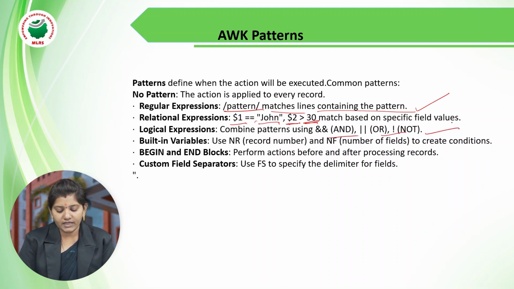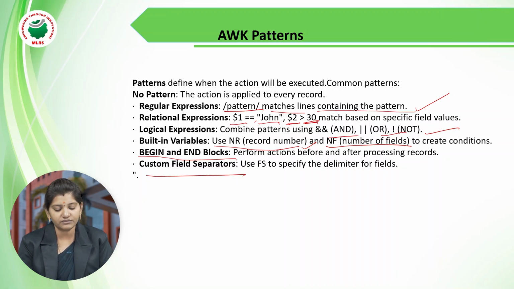And built-in variables. We have two types of built-in variables: NR, the record number, and NF, the number of fields in a record. So these are used to create different conditions. And coming to the BEGIN and END blocks, these actions are used to perform before and after processing the records. Next, custom field separators. These are used to specify the delimiter for the fields of the data that we are using and writing.